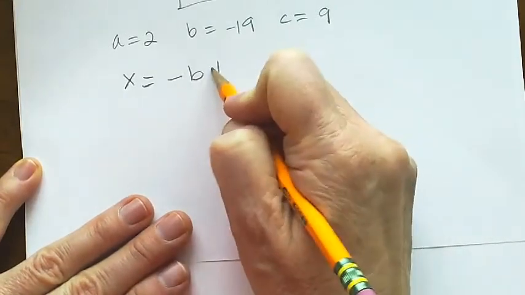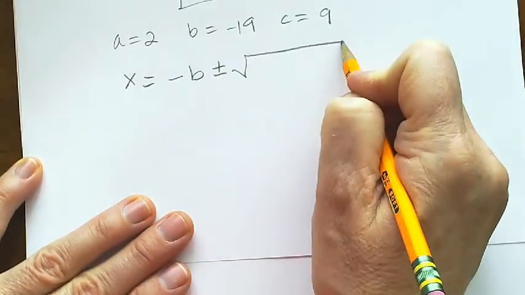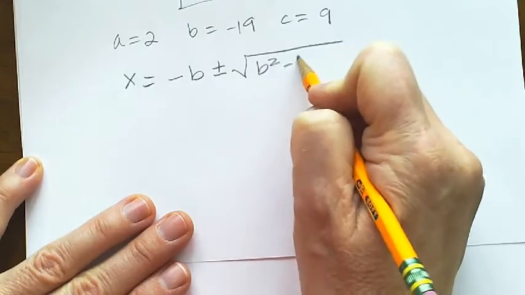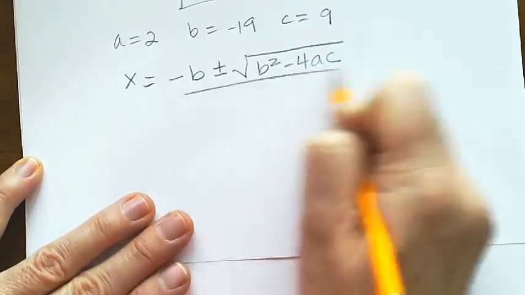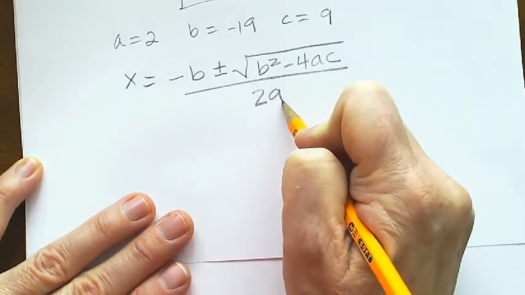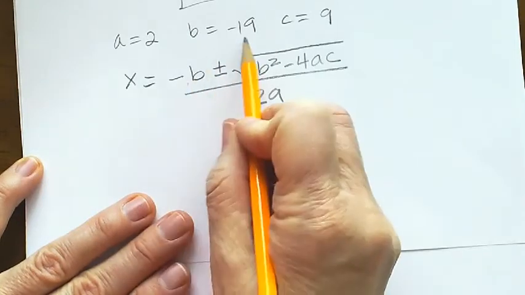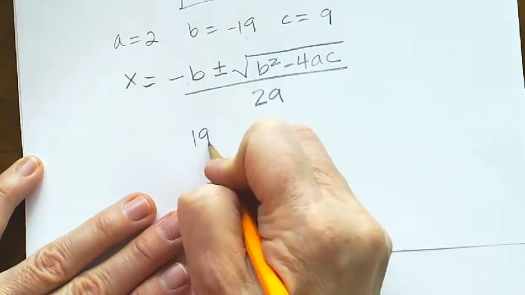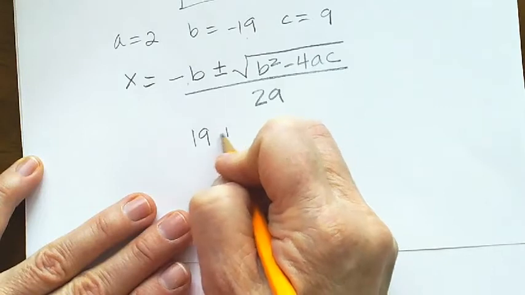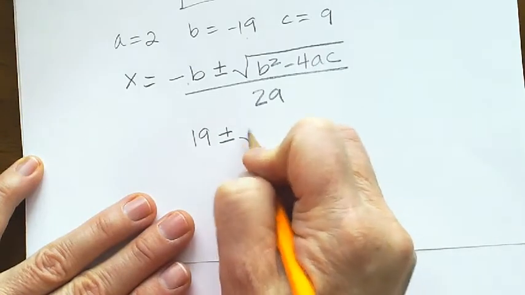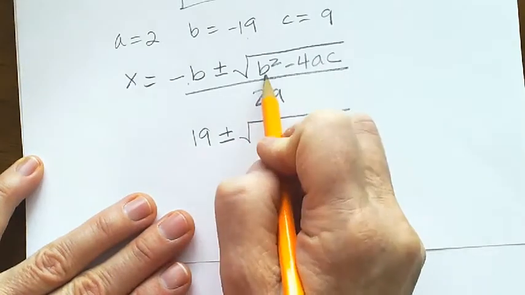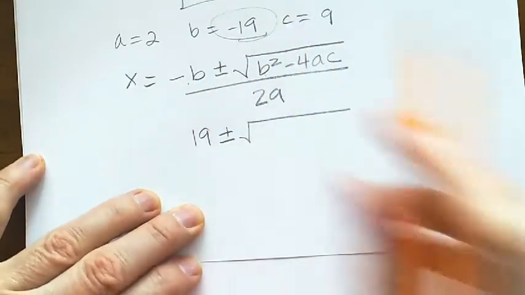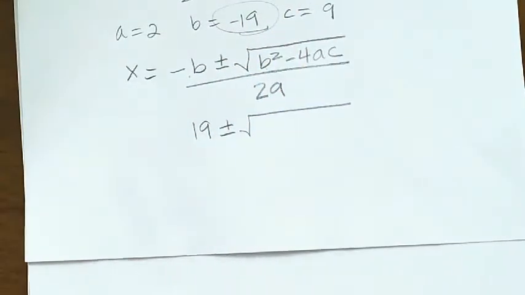So x equals negative b plus or minus square root b squared minus 4ac divided by 2a. Opposite of b, if b is negative 19, the opposite would be positive 19, plus or minus square root b squared. I'm just going to go ahead and square negative 19. What is that?